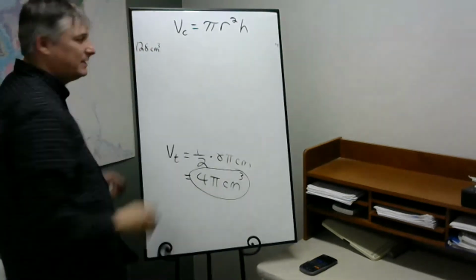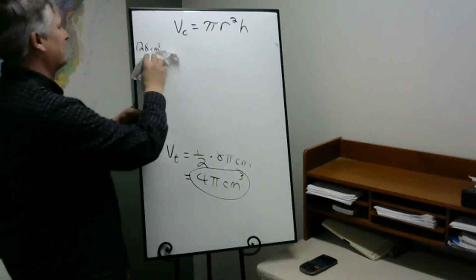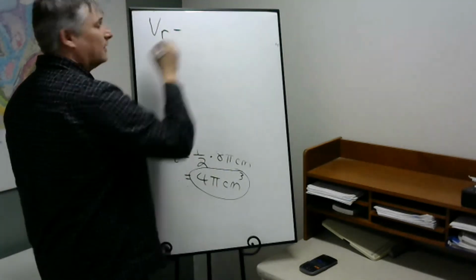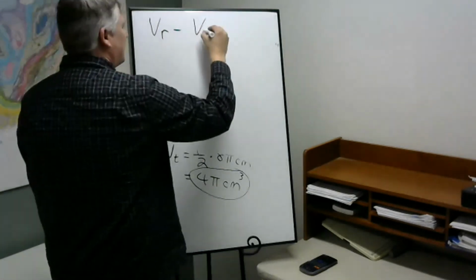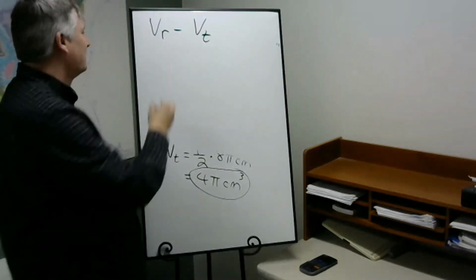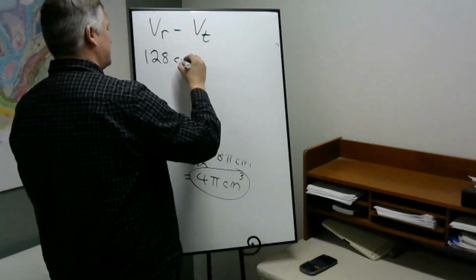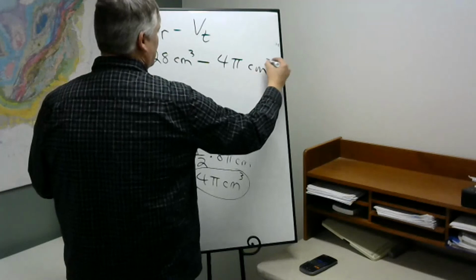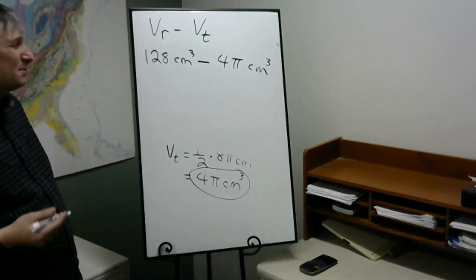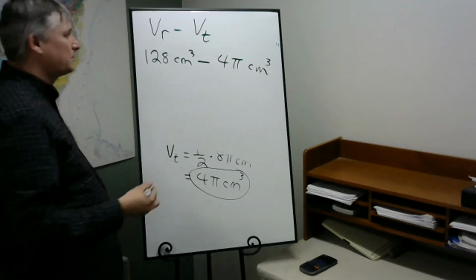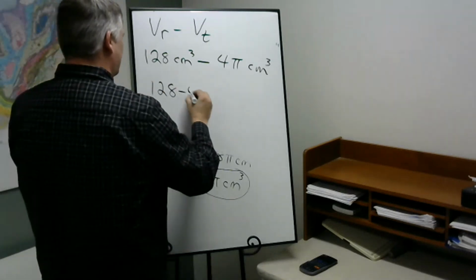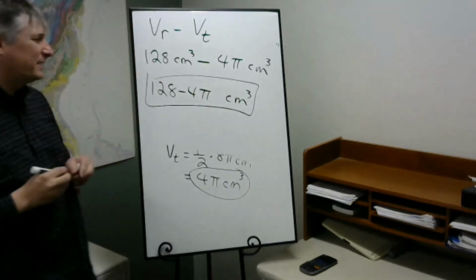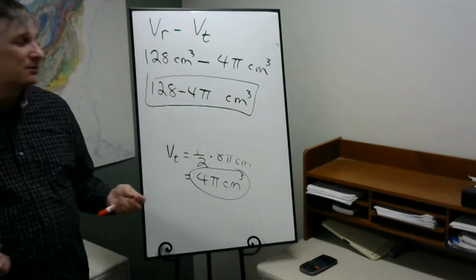So finally, we need to do the subtraction. So the volume of a rectangular solid minus the volume, T for tunnel, or 128 centimeters cubed minus 4 pi centimeters cubed. And this is really as far as we can go. What we might do is rewrite this as 128 minus 4 pi, and we can just put the centimeters cubed on the side. That's usually what the exact answer is going to be. This is the best we can do.